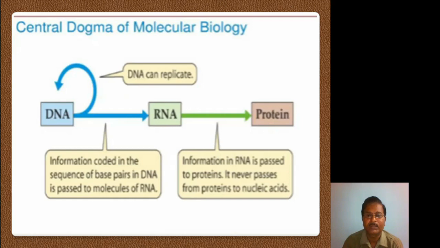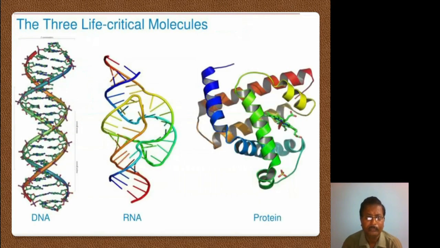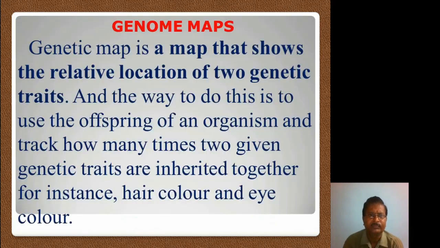It never passes from proteins to nucleic acids. That is, going back from protein to nucleic acids is not possible. Only the forward direction from RNA to protein is possible. So all these three critical molecules, DNA, RNA and protein, are involved in the central dogma of any form of living system. We are going to see about genome maps with this central dogma background.